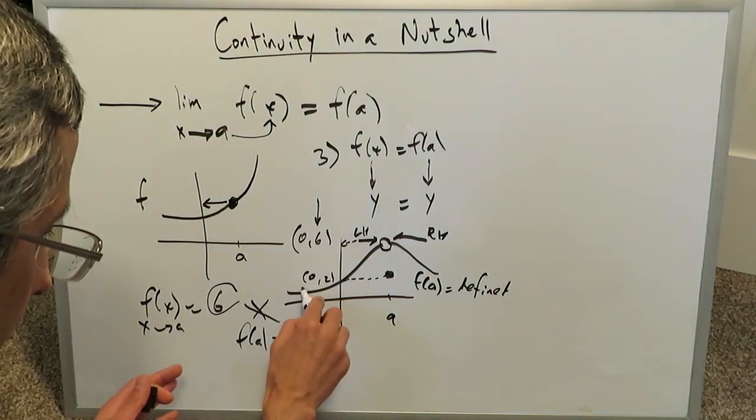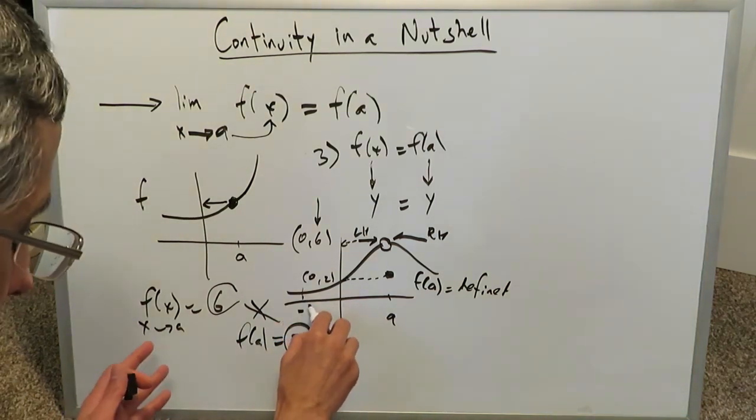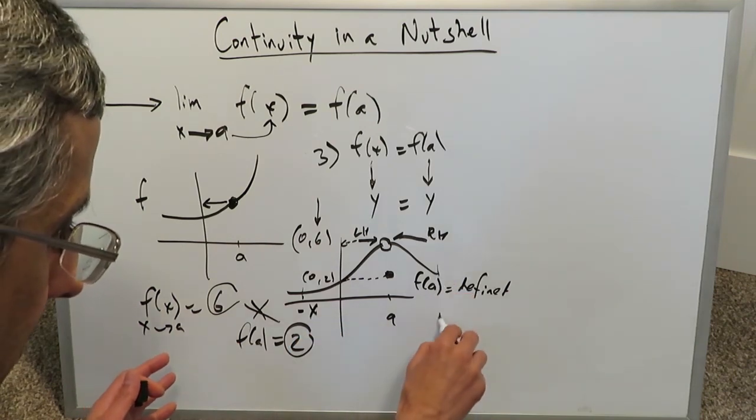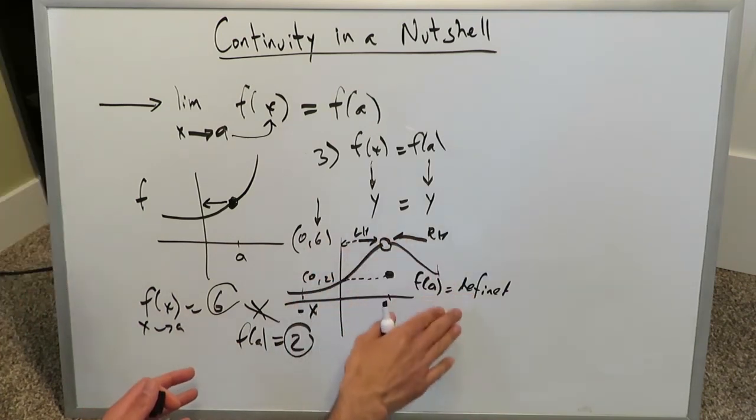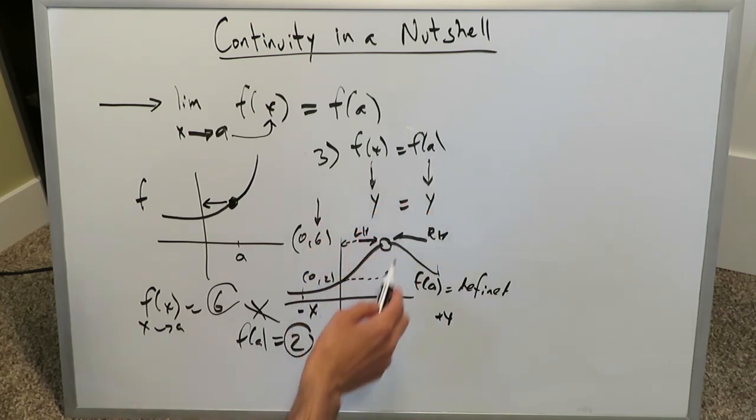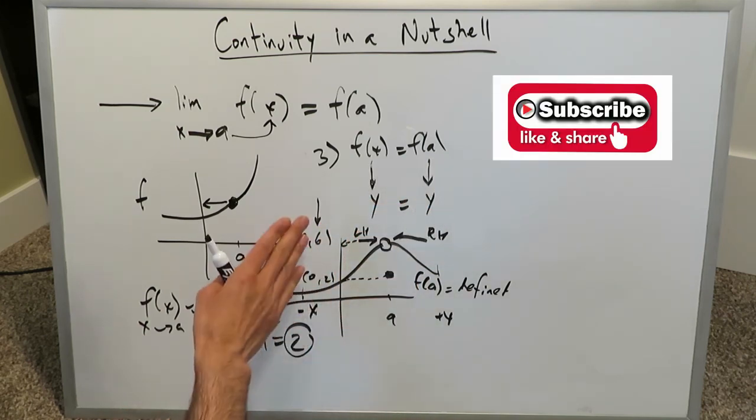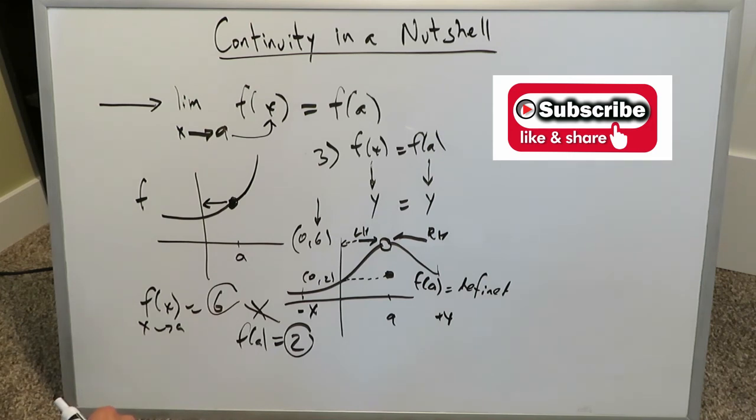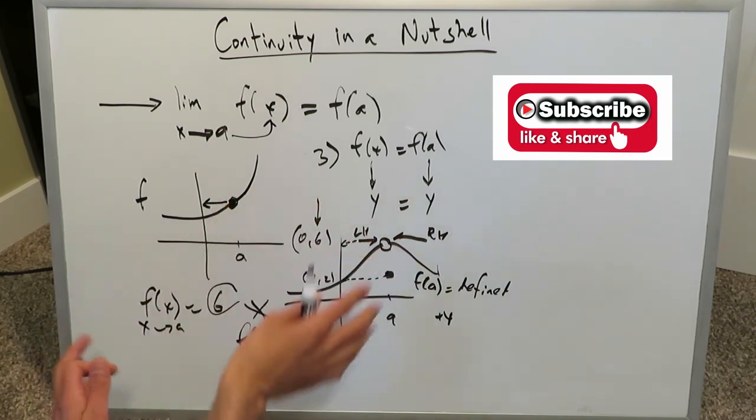Here, you could be looking at an interval from, let's just say, minus x to here, positive x. Within this interval, you don't establish continuity in this graph, because we showed you that f of x is not equal to f of a, though the first 2 conditions did satisfy. Anyhow, that's continuity in a nutshell.